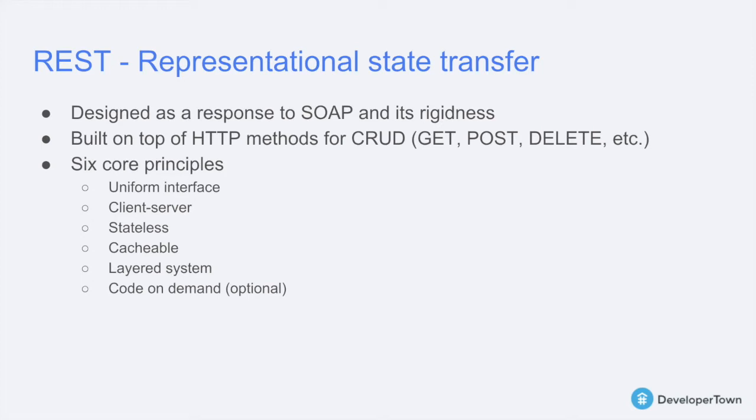Code on demand is an optional principle. Really, it just says that the APIs should be allowed to return executable code to the client. So where this becomes useful is, let's say the API has some special widget that always needs to be available. It can potentially return to you executable JavaScript or any other code that might be required.